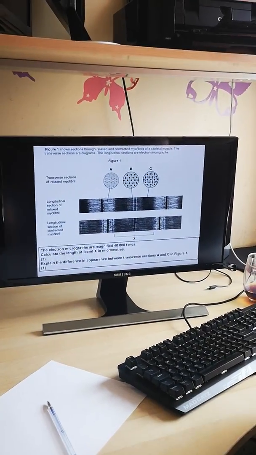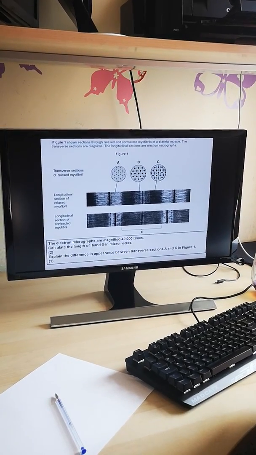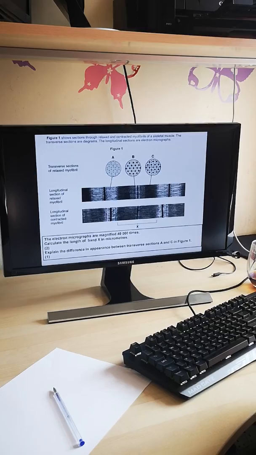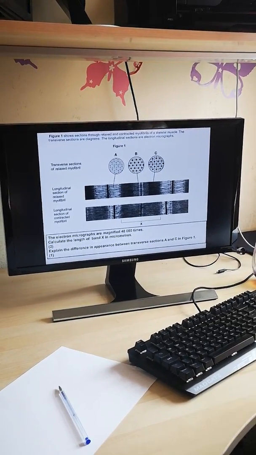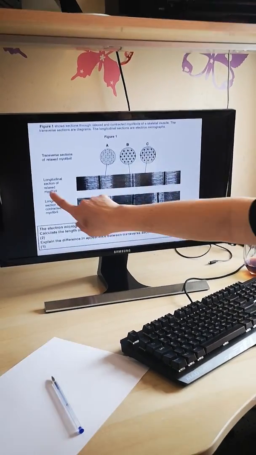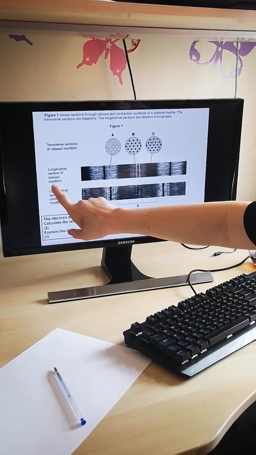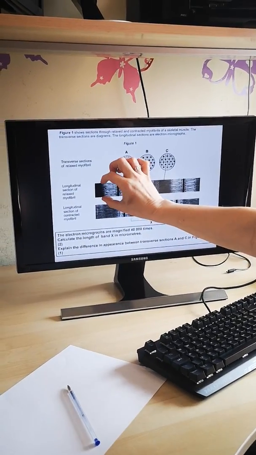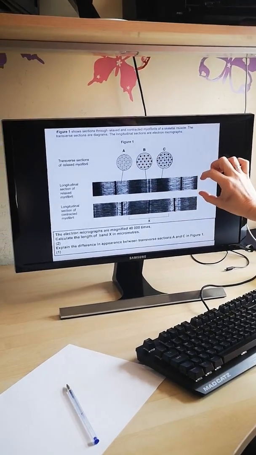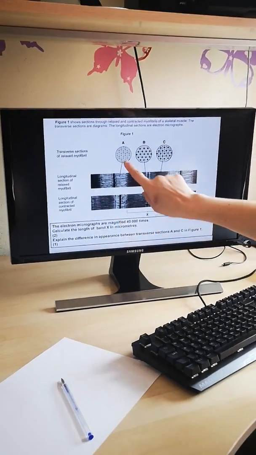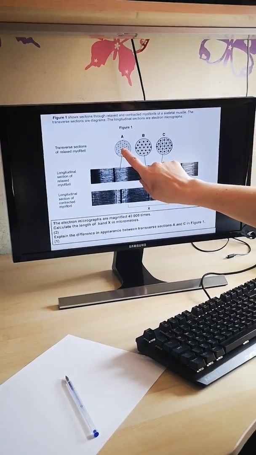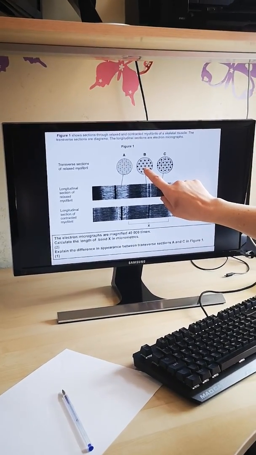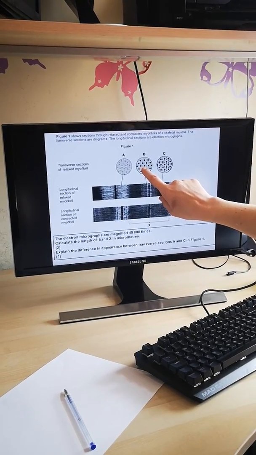Can you have a read through with me now and then pause the video while you answer, and then I will show you the answer as well. Okay, so what you can see is a longitudinal section through the myofibril, which you'll remember from last lesson is the bundle of protein fibres, of which there are two types: thin actin myofilaments and thick myosin myofilaments.